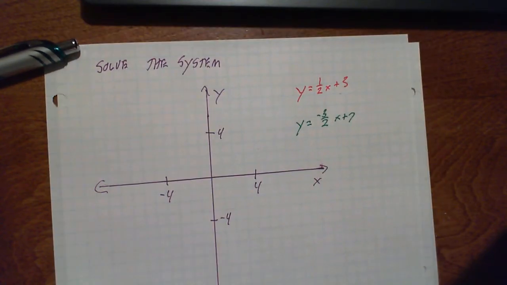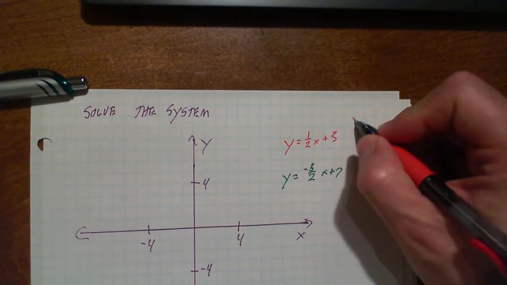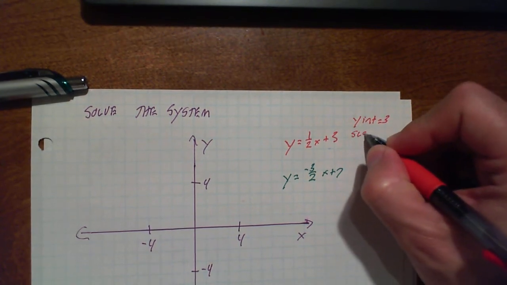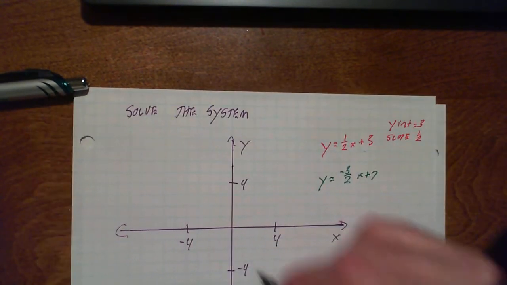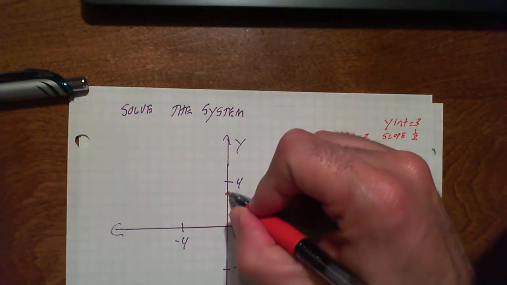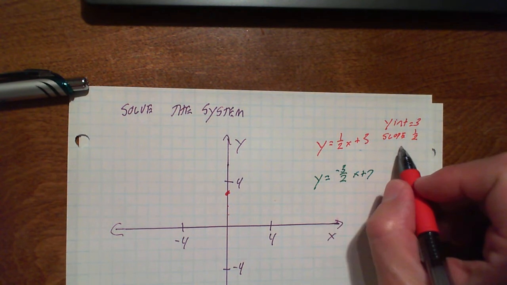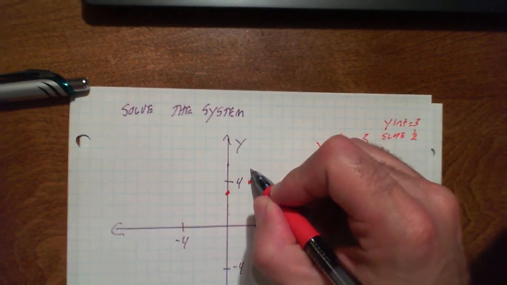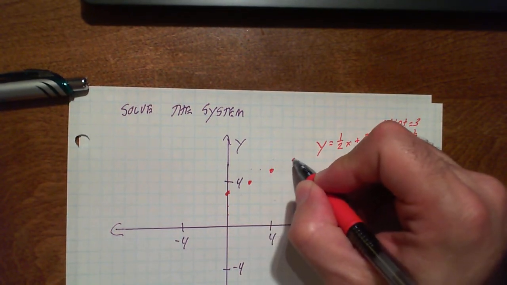Okay, first thing we need to do is, let's find my y-intercept. The y-intercept equals 3, and my slope is 1/2 for the red, right? So the y-intercept is 3. So I go up 1, 2, 3 right there. And my slope is 1/2. That means I rise 1 and I run 2, just like before. Rise 1 and run 2. Okay, I'll go this way.